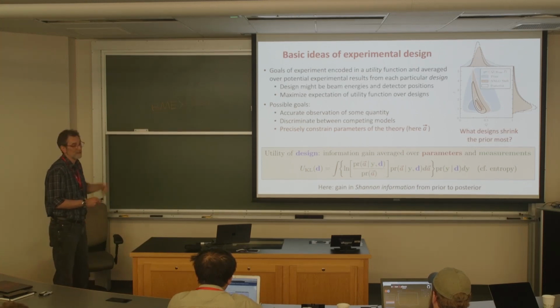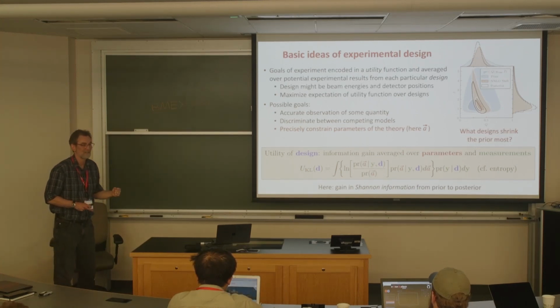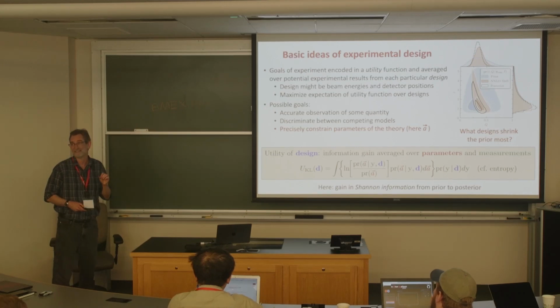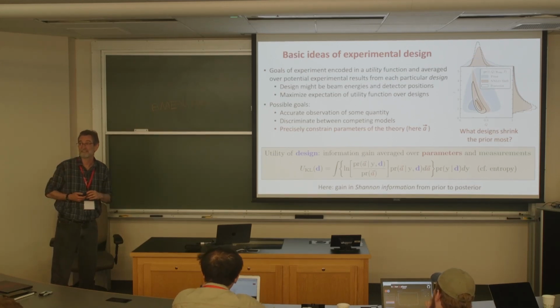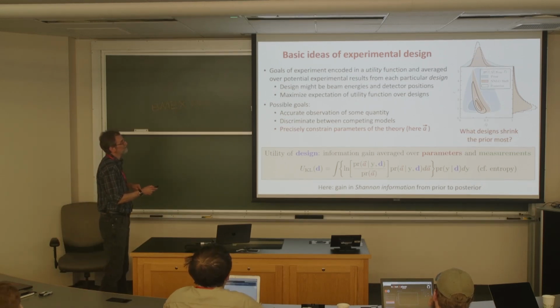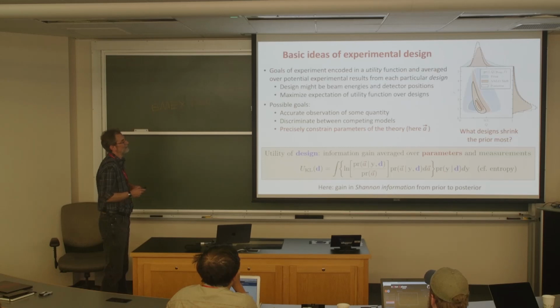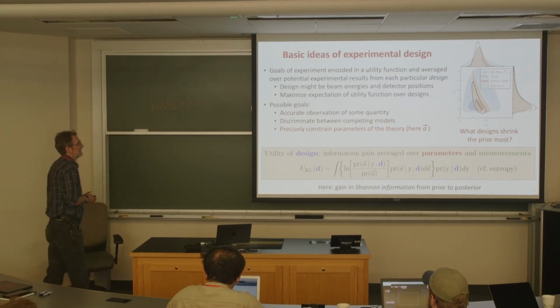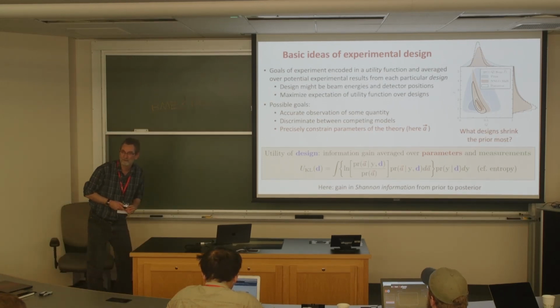So given all the different places we can put those things, we can't do them all. Okay? It's too expensive. There's not enough time to do these ones. So you have to make decisions. So this then comes back to what decisions do you make? So here, what we're going to do with this utility function is see for each design, we're going to average over potential experimental results from each design. And we're going to maximize the expected gain from this.